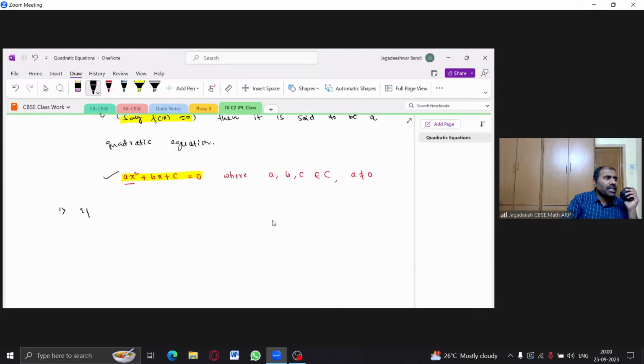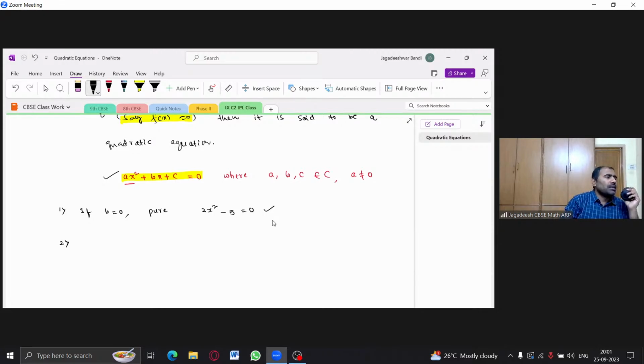Suppose b value is 0. Sir, what is b? If you observe carefully, b is nothing but the x coefficient. Then the quadratic equation is called a pure quadratic equation. If the b value, meaning the x coefficient, is 0, then it is called a pure quadratic equation. For example, please observe carefully, 2x square minus 5 equal to 0. In this, there is no x term. Hence, this type of quadratic equation is called a pure quadratic equation. I'll repeat again. Pure quadratic equation means there should not be any x term.